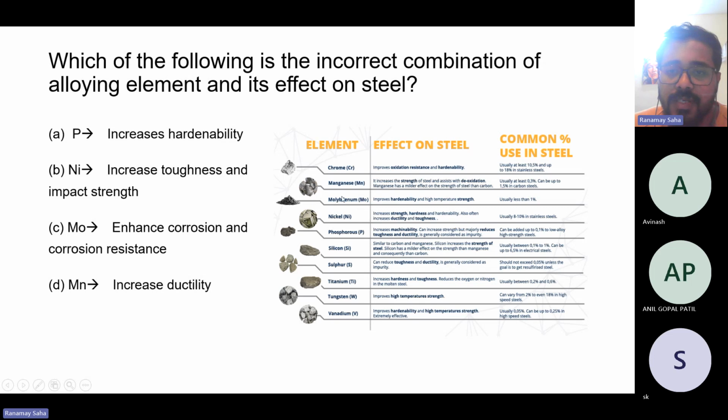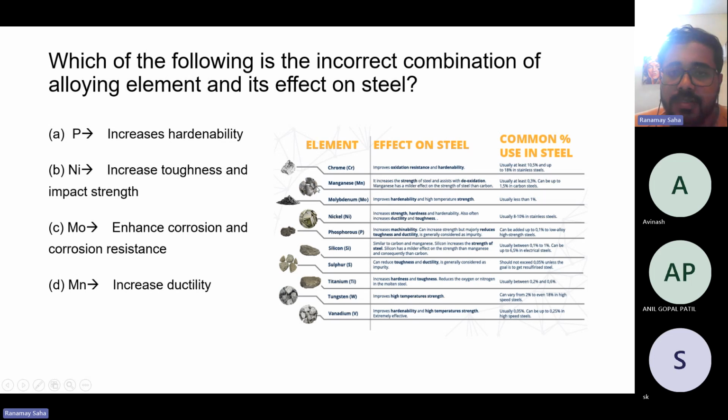manganese, molybdenum. Molybdenum improves hardenability and high temperature strength. Right. Similarly, what does manganese do? Manganese increases strength of steel and assists with deoxidation. Manganese has a milder effect on strength of steel than carbon. Okay, so given that use of manganese, if you look at these four options, option D says manganese actually increases ductility. But if manganese increases strength, it cannot simultaneously increase ductility, right? So option D is incorrect.